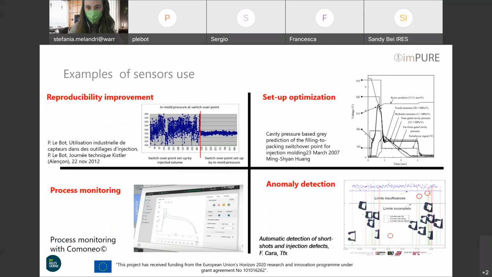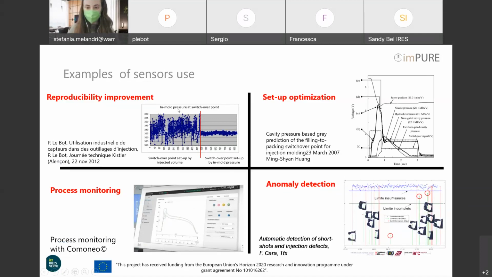All these sensors have the ultimate aim of helping to control the process, ensure good reproducibility, detect anomalies, improve the process, and optimize the settings. To illustrate the possibilities of using these sensors, you can see here 4 examples found in the literature.